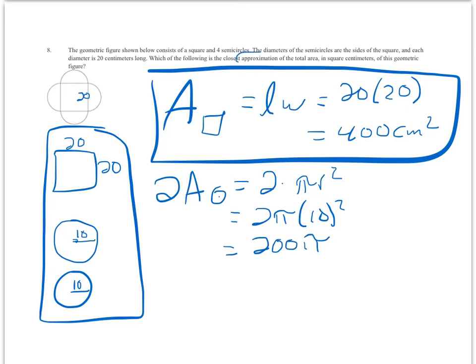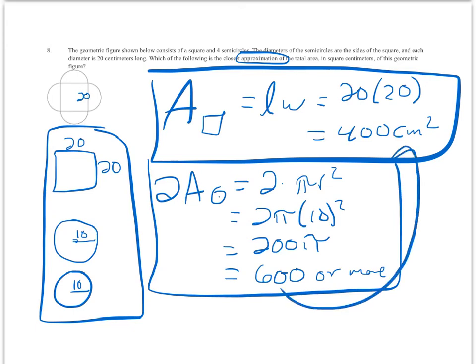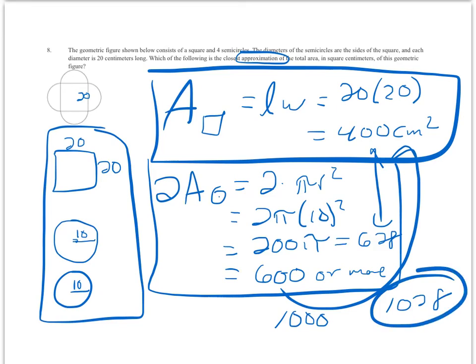It says approximation. So let's take 200 times pi. Let's say pi is just 3. So it's about 600. It's actually more than that because I rounded down. If you add these together, you get 1,000. So in multiple choice, you'd want an answer that's a little bit more than 1,000 if there is one, because we rounded pi down a little bit. Or you could just leave it. If you don't round it at this point and just multiply this out, this is about 628. 628 and 400 is 1,028. So whichever answer is closest to that.